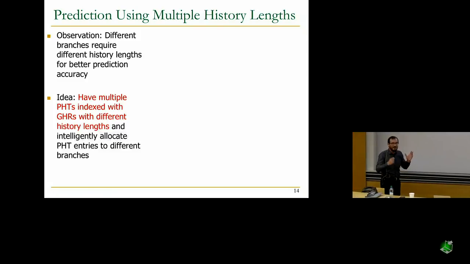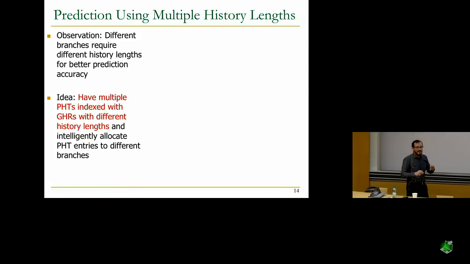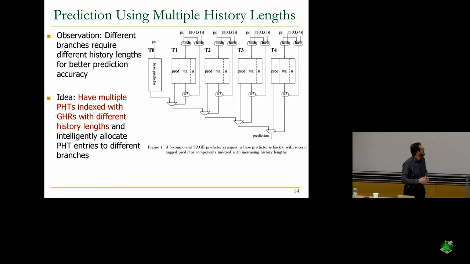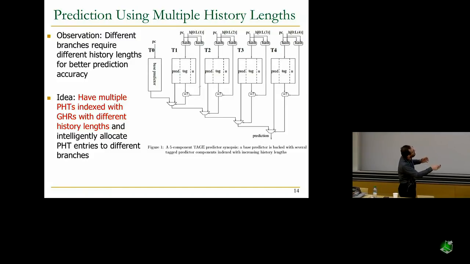And the idea is very simple. Once you have this observation, have multiple tables, pattern history tables, indexed with global history registers that have different history lengths, and intelligently allocate entries to different branches. I'm not going to go over the decisions of how you actually do this allocation, but it looks like this, basically. You have this particular table that's indexed with some history length, length one, another table that's indexed with another length two. These are longer histories now. They get progressively longer as you go to the right. And they all generate some predictions, may or may not. And there's a base predictor that's really simple. So this is a hybrid predictor by nature, as you can see. And you pick the prediction of the best one.